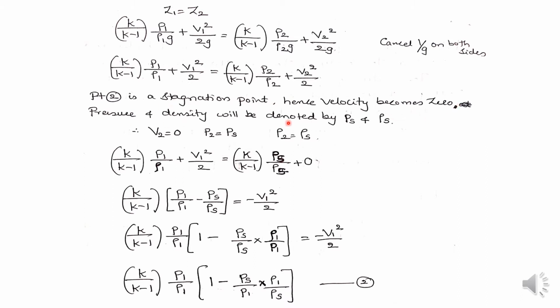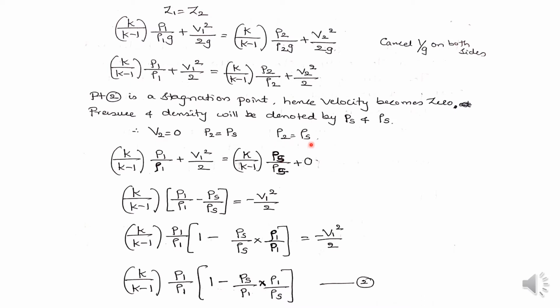Pressure and density at that stagnation point will be denoted by PS. PS indicates stagnation pressure, where rho s indicates stagnation density. So at point 2, velocity V2 will be equal to 0, where P2 is represented by PS, and density at point 2 is replaced by rho s, because point 2 is the stagnation point.